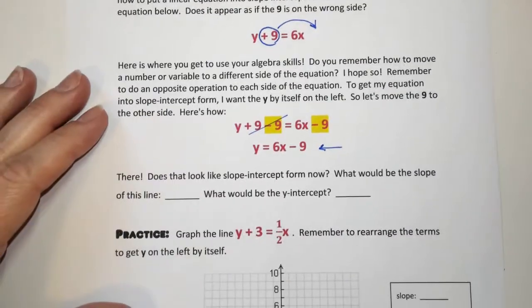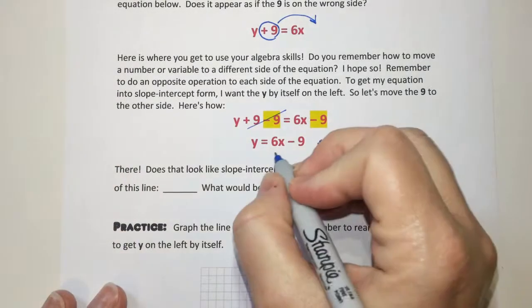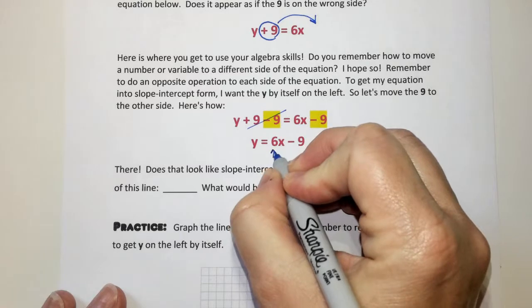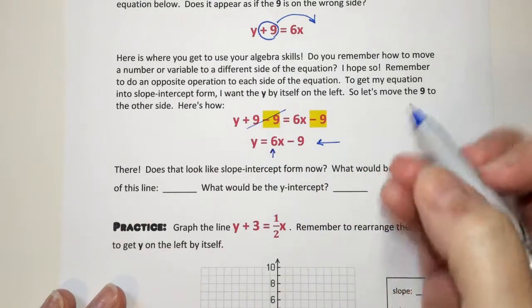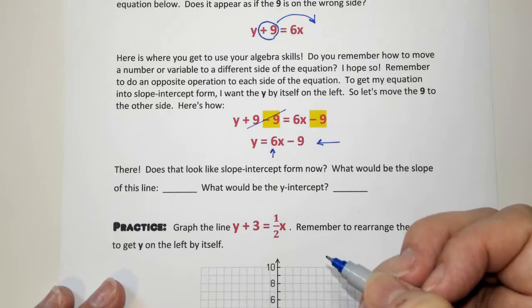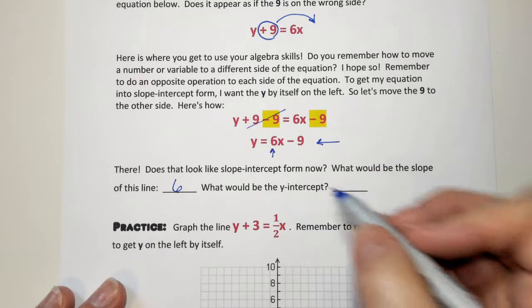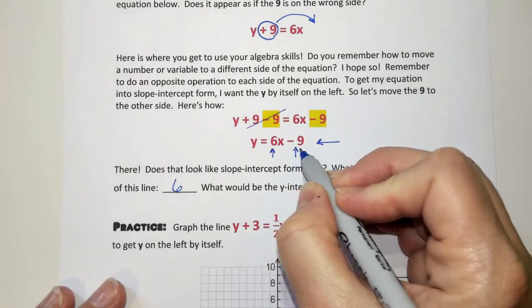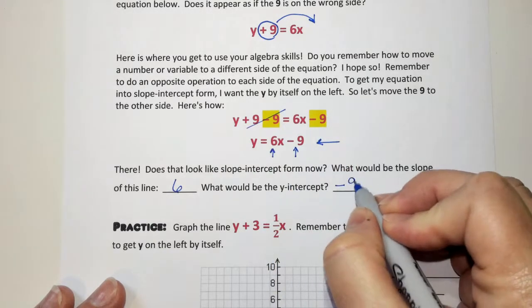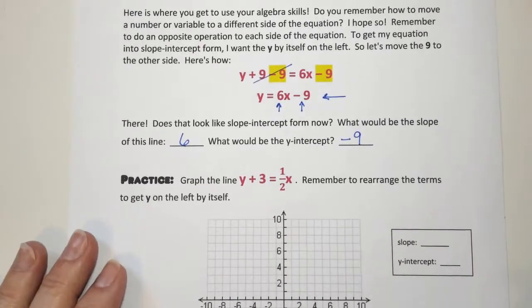So what would be the slope of the line? This one here. The number stuck to the x, or you could consider it to be the m in the formula. Y equals mx plus b. That is the slope, 6. What is the y-intercept? It's the 9, but don't forget to bring the negative with it. Negative 9. All right, now practice graphing.